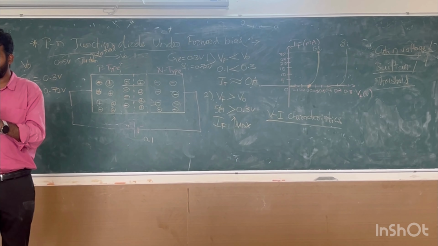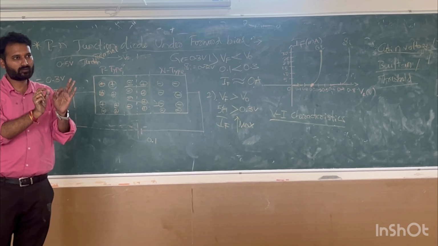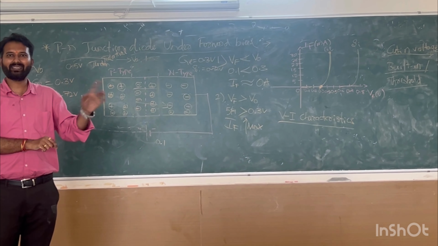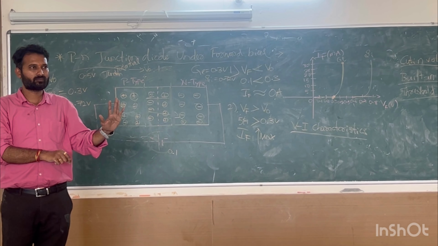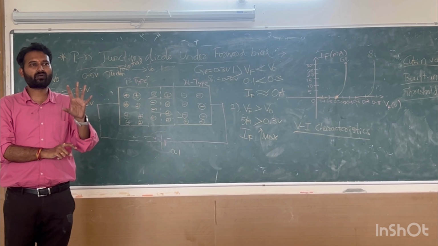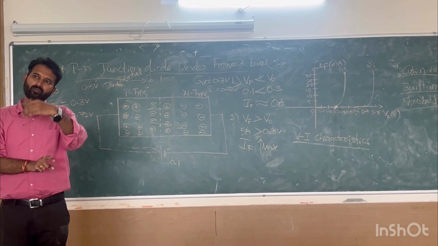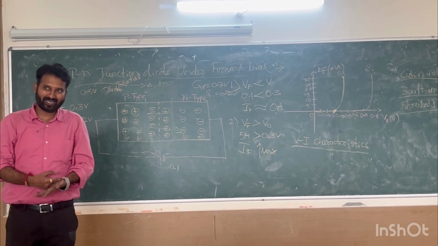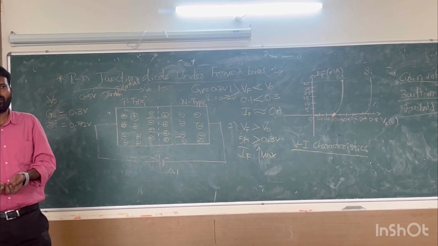Understandable? And it is always preferable to connect a battery across the diode, not any charger, not anything more than 5 volt. So yes or no? What is the operating voltage of diode? 0 to 5 volt. Maximum 5 volt. If you give more than that, the diode will burn. It will heat up and die. Any queries?